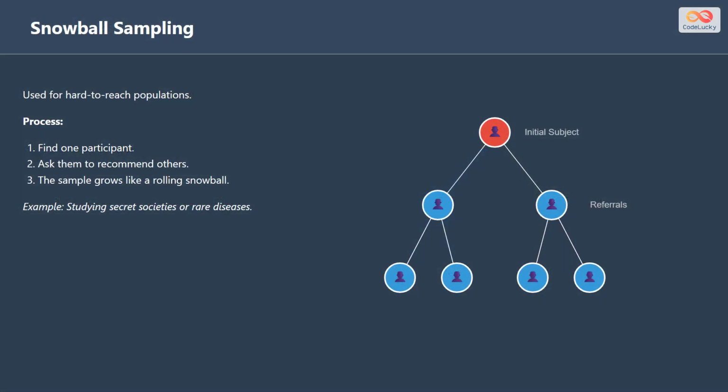Finally, we have snowball sampling. This is used for hard-to-reach populations, like secret societies. You find one person and ask them to refer you to others. The sample size grows bigger and bigger, rolling like a snowball.